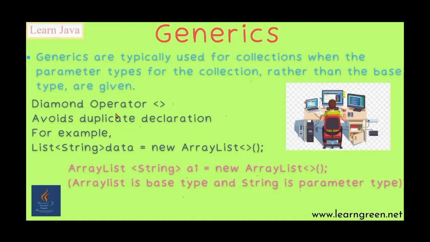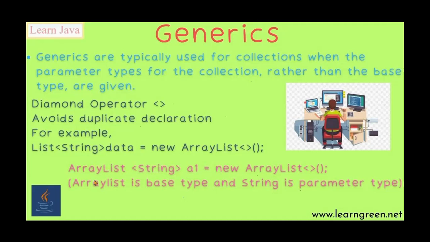Generics are particularly defined by the diamond operator, which avoids duplicate declaration. Here is an example of using the diamond operator. Suppose we are creating an ArrayList of String. It will be created like this: the interface name List, the diamond operator, the data type String, the object name data, and new ArrayList with the diamond operator and constructor.